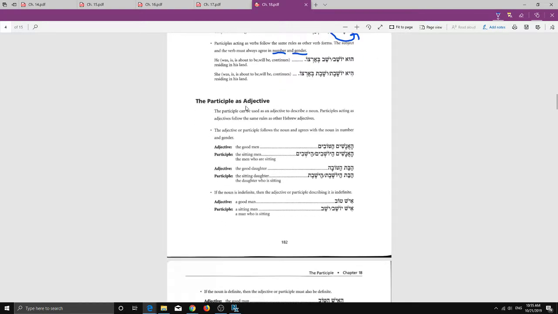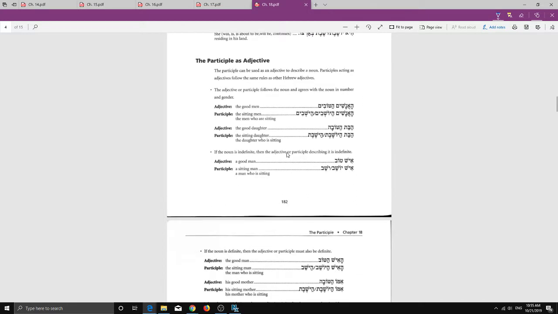The next is as an adjective. So you can have a participle acting as an adjective, and it will match the noun it modifies in number and gender. So here's an example of just a regular adjective. Ha'anashim hatovim. So the men, the good ones, so the good men.